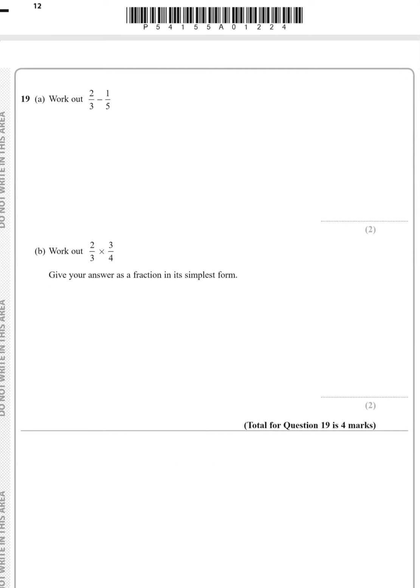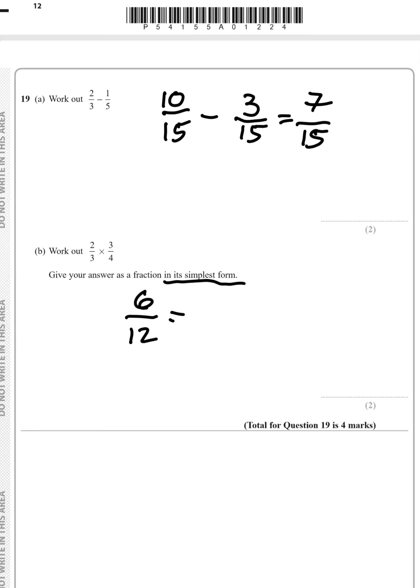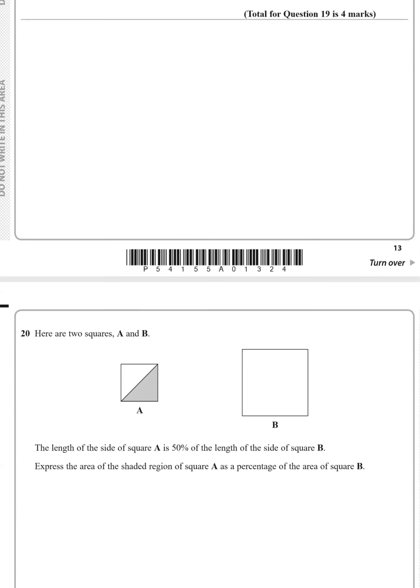Right, question 19, fractions. So, we need to take away, so we need a common denominator, which could be 15. 3 and 5 both go into 15. We've times that by 5, so we end up with 10 over 15. We've done that by 3, so we need to do that by 3. So now we've got 7 over 15. Just take away the numerators. Now multiplying fractions is actually easier. Just multiply the top, multiply the bottom, and it does say in its simplest form, so 6 over 12, divide them both by 6, we get a half. Okay, fairly straightforward 4 marks.